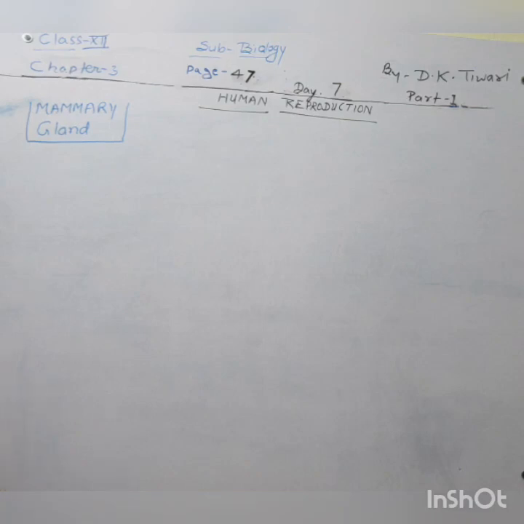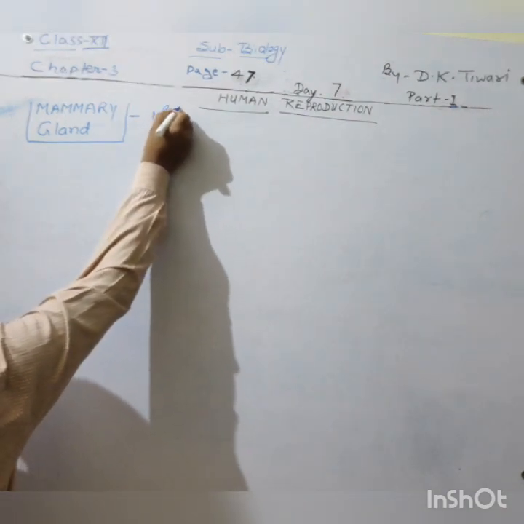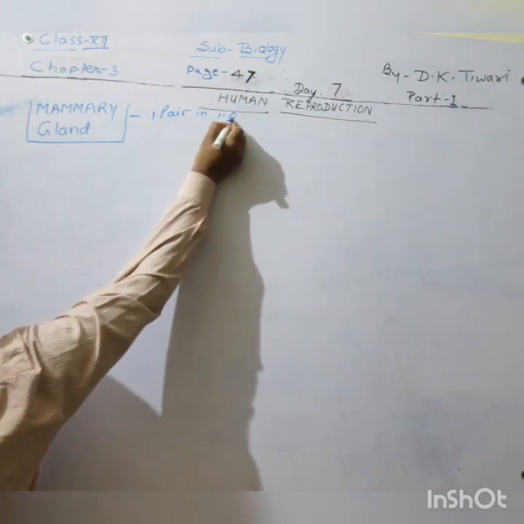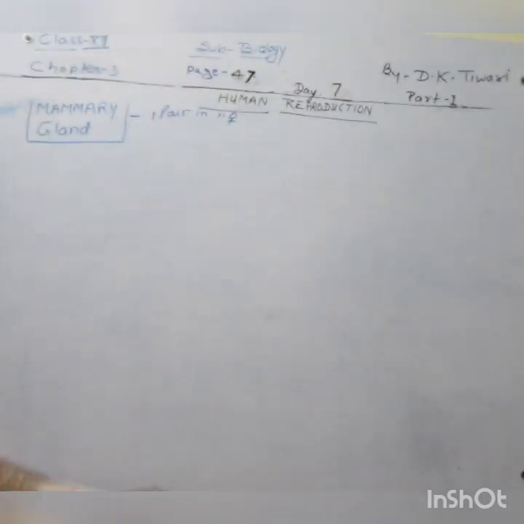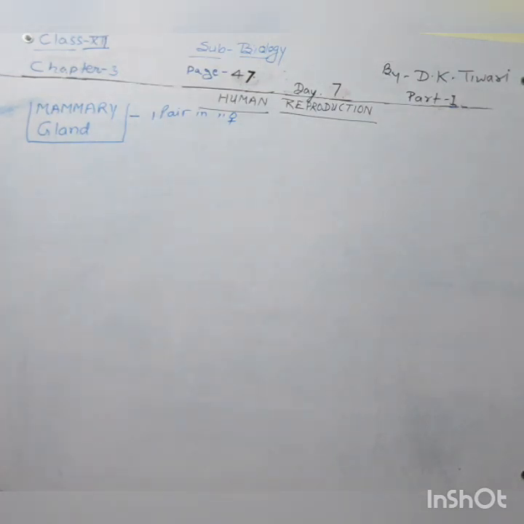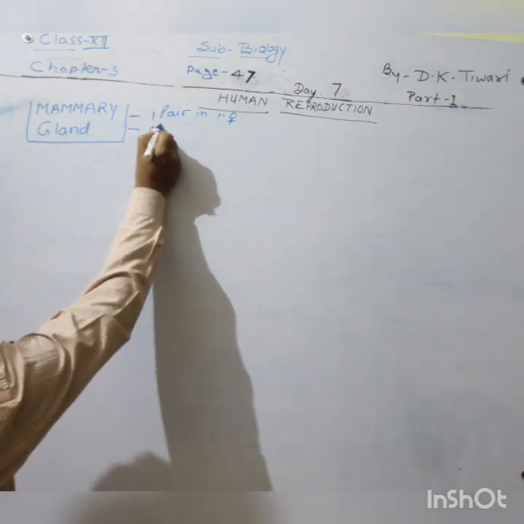Hello students, now let's study about the mammary gland. What are the mammary glands? These are basically one pair in human females and also considered as a characteristic feature of a female mammal.